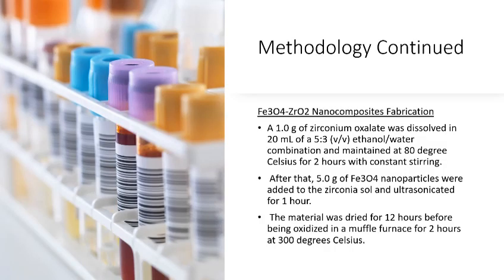For the fabrication of iron oxide nanoparticles modified with zirconium oxide, a gram of zirconium oxalate was dissolved in 20 milliliters of a 5:3 volume per volume ethanol to water combination and maintained at 80 degrees Celsius for 2 hours with continuous stirring. From there on, 5 grams of iron oxide nanoparticles were added to the zirconium salt and ultrasonicated for 1 hour. The material was dried for 12 hours before being oxidized in a muffle furnace for 2 hours at 300 degrees Celsius.